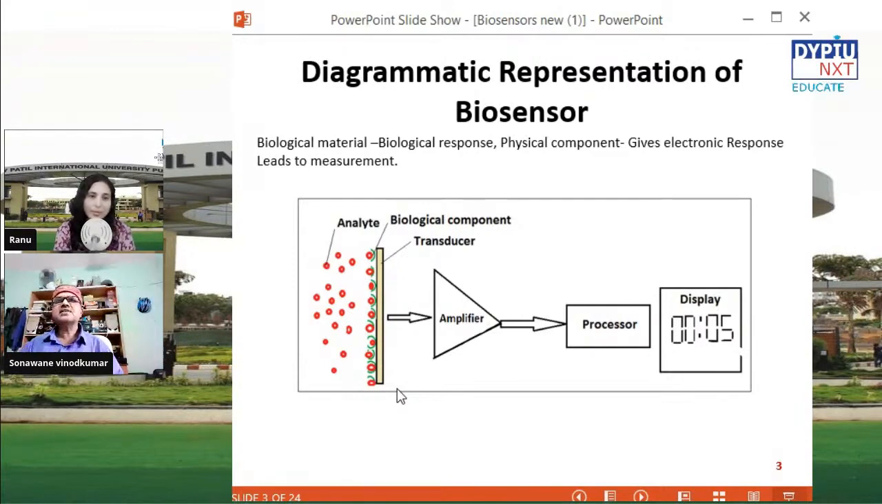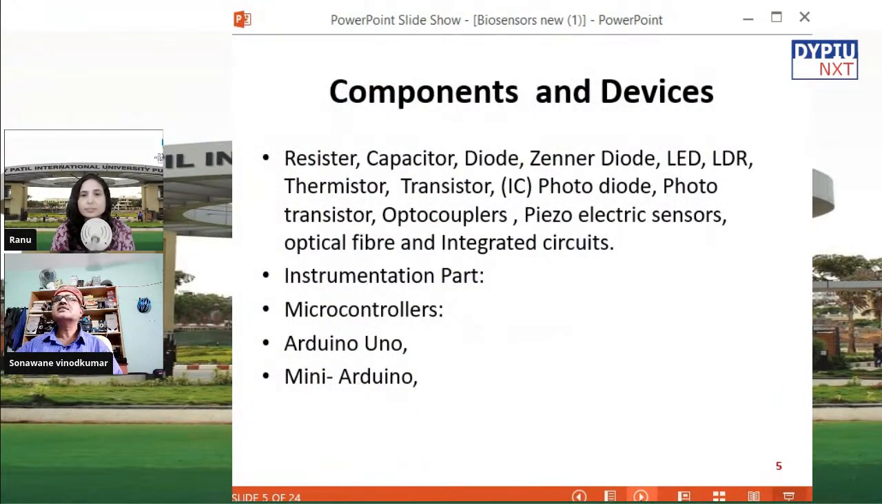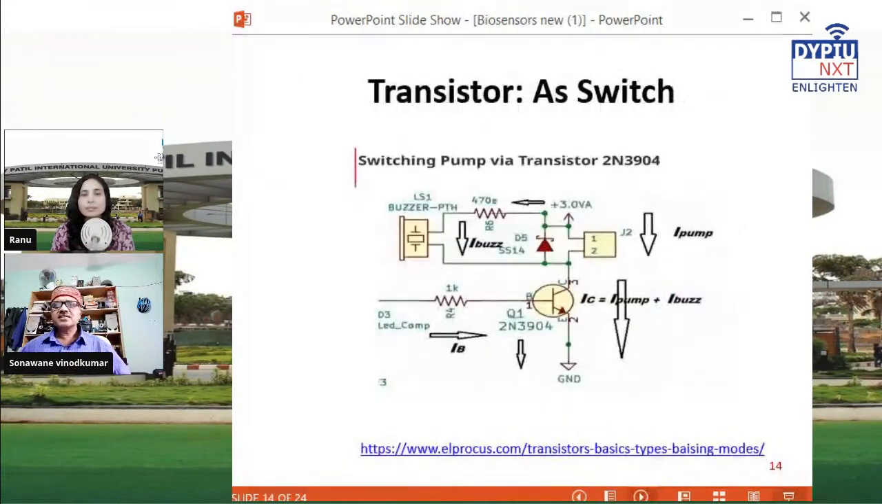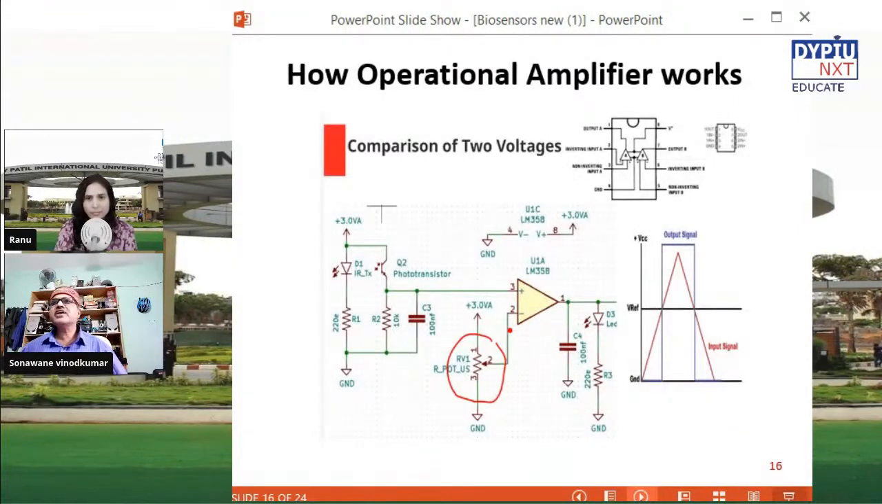I told you that if you go to slide number 16, where operational amplifiers are there, here this is an operational amplifier where we have to compare our input and reference voltage and get the output, right? Sorry, what is your question?